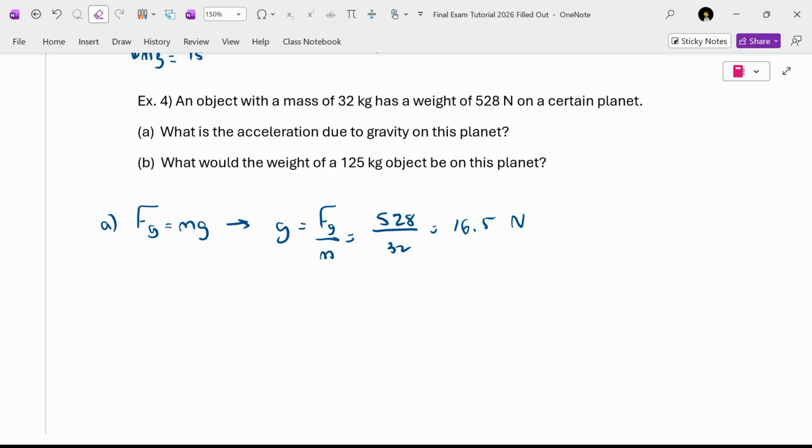Am I wrong? Not newtons, Mr. Dueck. Thank you, Mason, for giving me the stink eye there. It would be meters per second squared, because it's an acceleration, or you could say newtons per kilogram, because we did go force divided by mass. That is newtons per kilogram. These two units actually work out to the same thing.